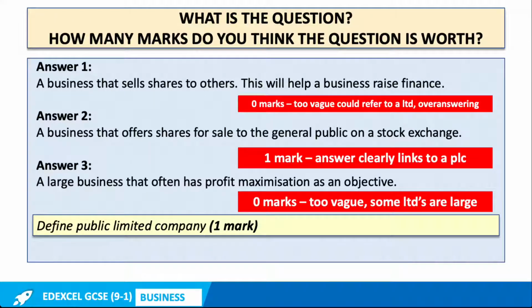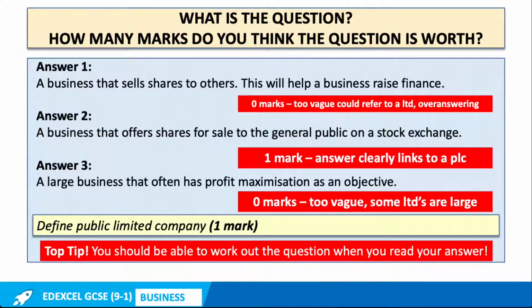So a top tip you need to remember when you are answering any short answer question or a longer answer question in the exam is you should be able to work out what the question is when you reread your answer. And this is easy to do when you've got a low tariff question. So when you look at your answer, if you think actually it's not specifically answering that question set, you've drifted away from it, you need to go back and amend your answer to ensure you gain the mark.